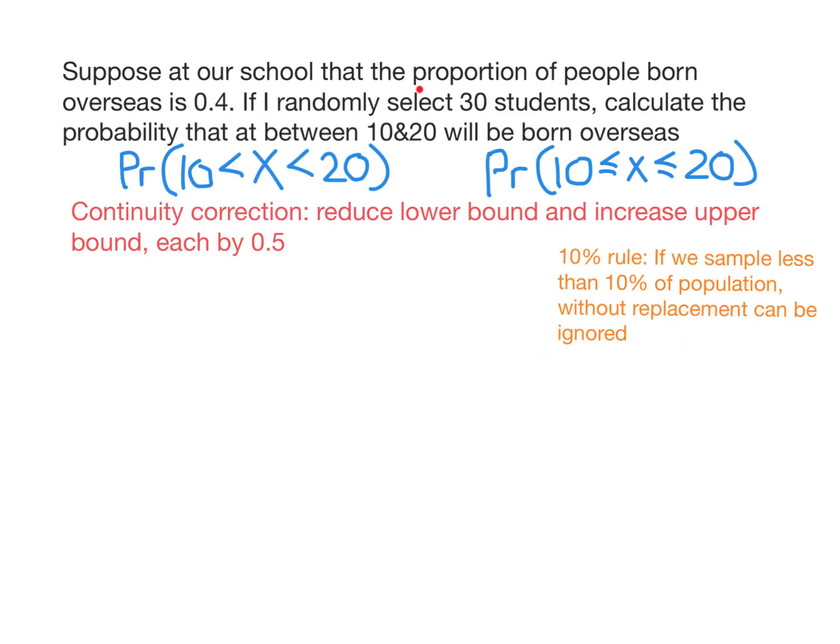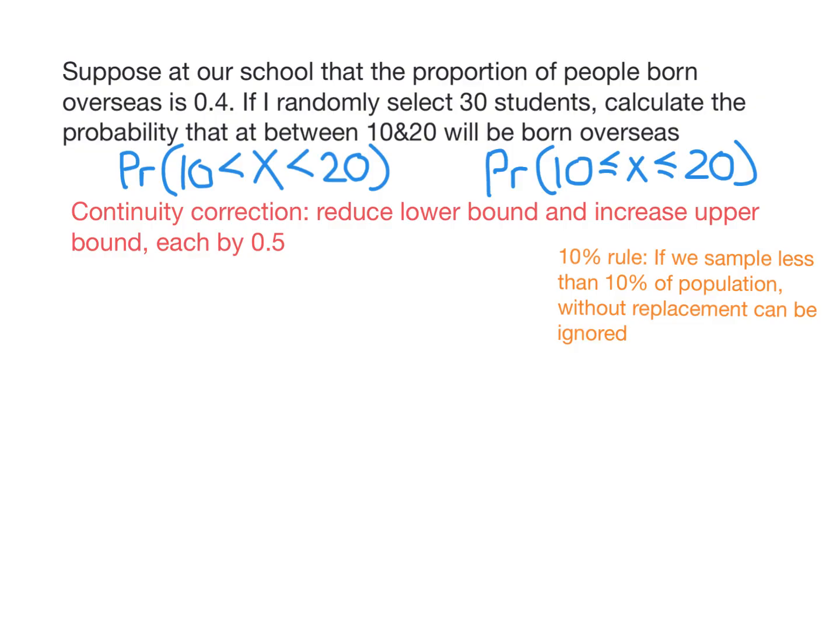Suppose at our school, the proportion of students born overseas is 0.4. I randomly select 30 students. We're going to calculate the probability that between 10 and 20 will be born overseas. It's not clear from the question whether I am calculating this or that. In a normal distribution, these two would yield the exact same probability. However, when we're looking at the binomial distribution, you can get very different answers from these.